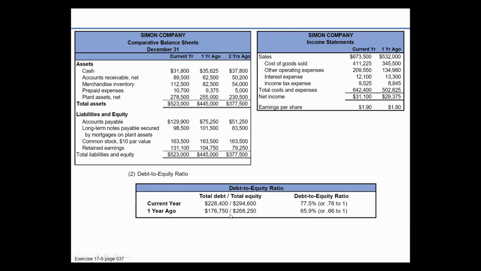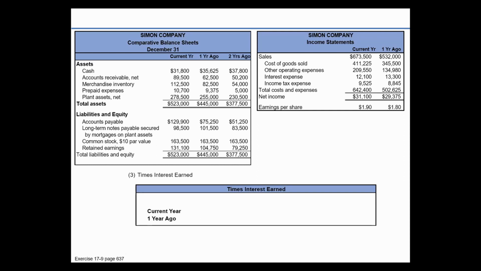And then we can figure out our times interest earned. And so it would be the income before interest and taxes divided by the interest expense. And so the income before interest, if we look over here at the income statement, you could figure that out by taking the sales and then subtracting out the cost of goods sold and the other operating expenses. That leaves 52,725 divided by the interest expense, which is 12,100.